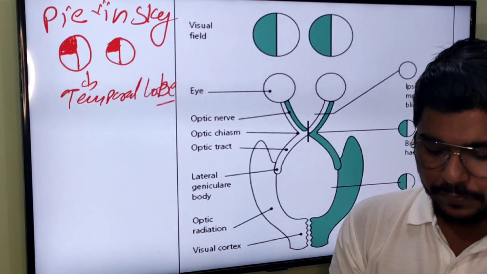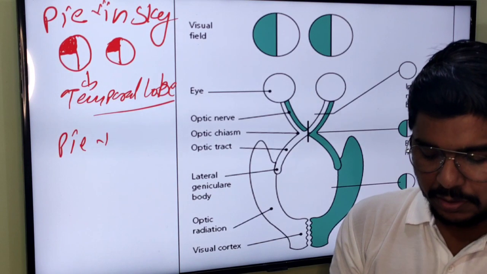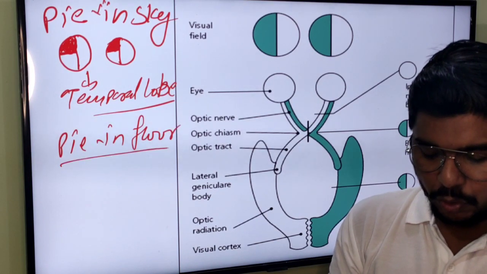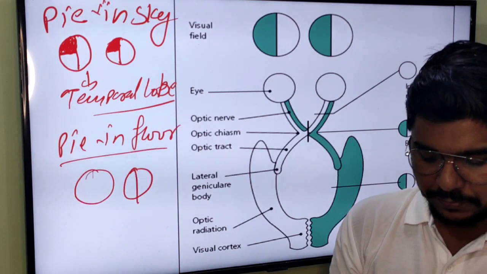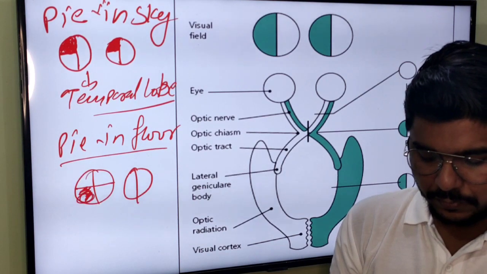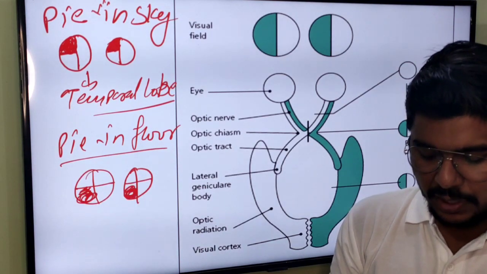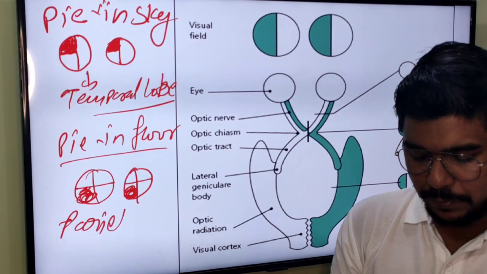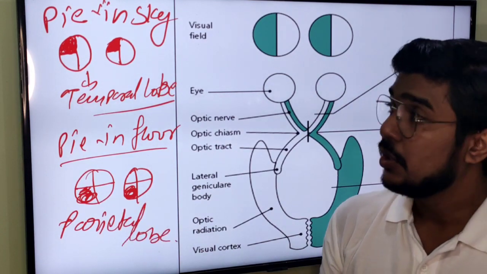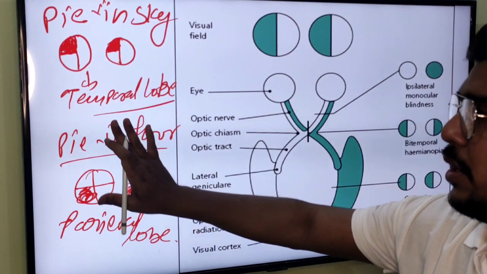the temporal lobe, and pie on the floor, the lesion will be like this one, and the lesion will be in the parietal lobe. So this is very important. You just remember this one.